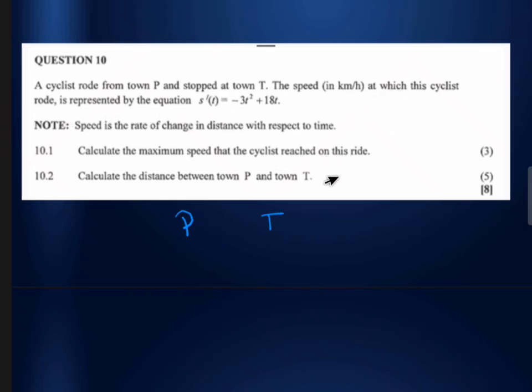So they give you the equation. Let me just write it in bold just in case it is not visible. So it's going to be the first derivative. Notice they did something here. Notice they gave you the first derivative of distance, right? So why?